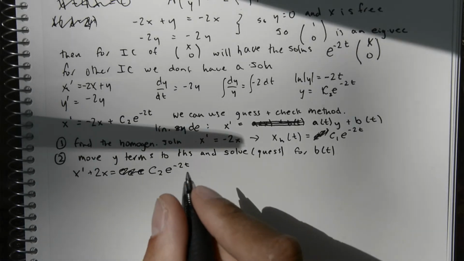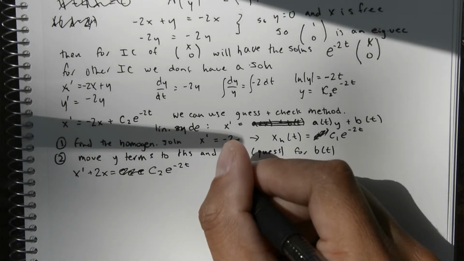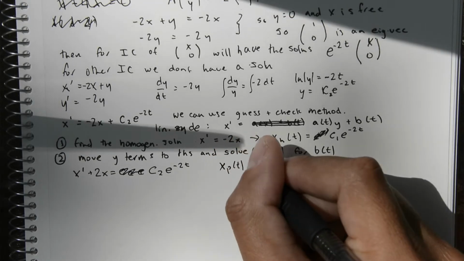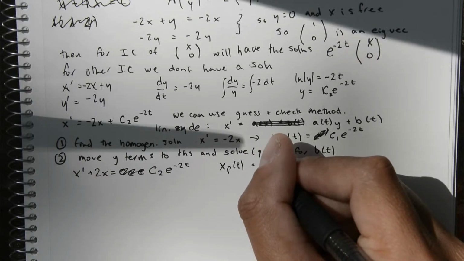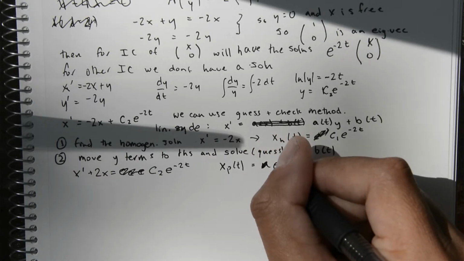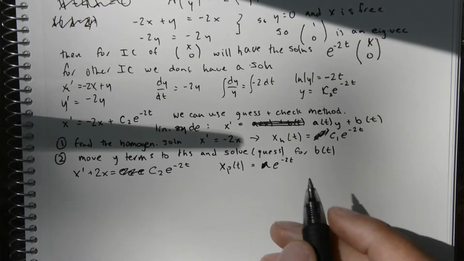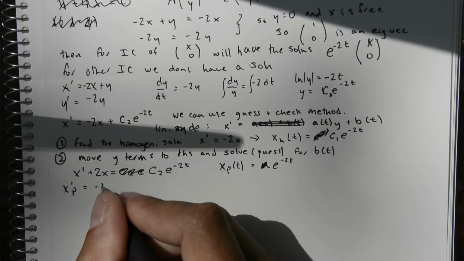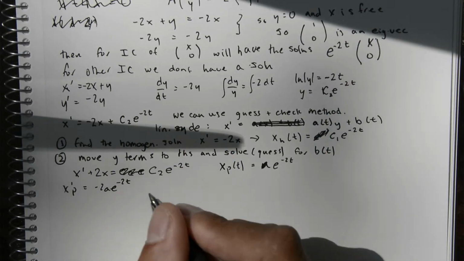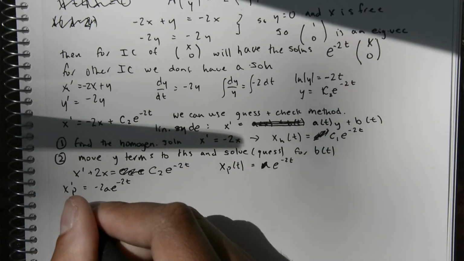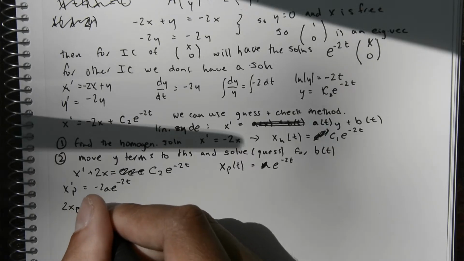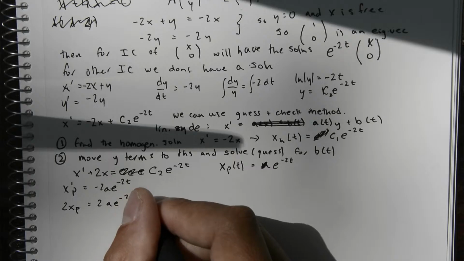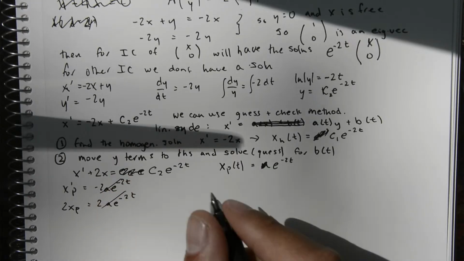So now if we guessed that xp of t is equal to, let's just say, a e to the minus 2t, then we're going to get x prime p is equal to minus 2a e to the minus 2t, and 2xp is equal to 2a e to the minus 2t. But see how these cancel out? So this can't be our guess.